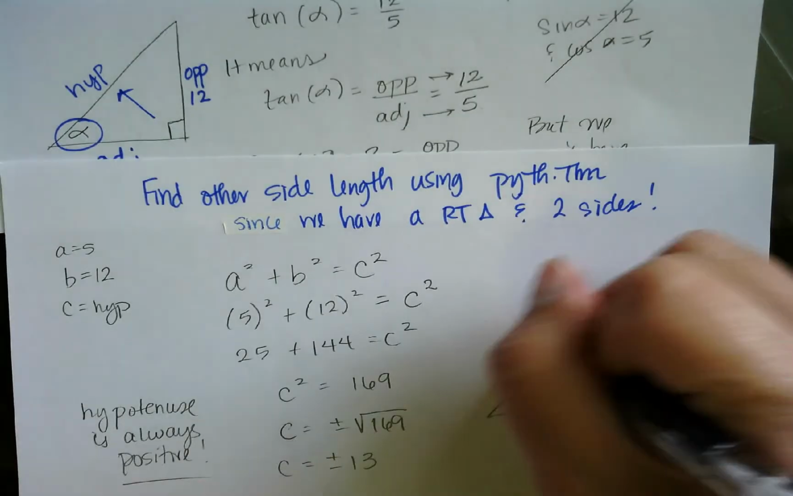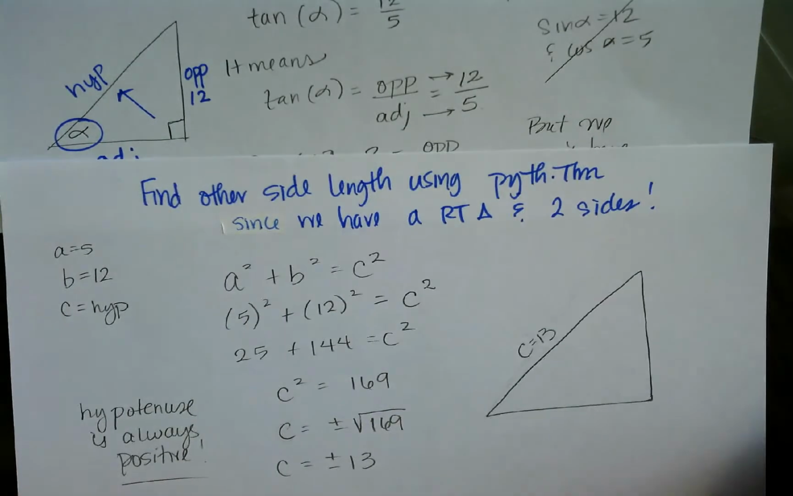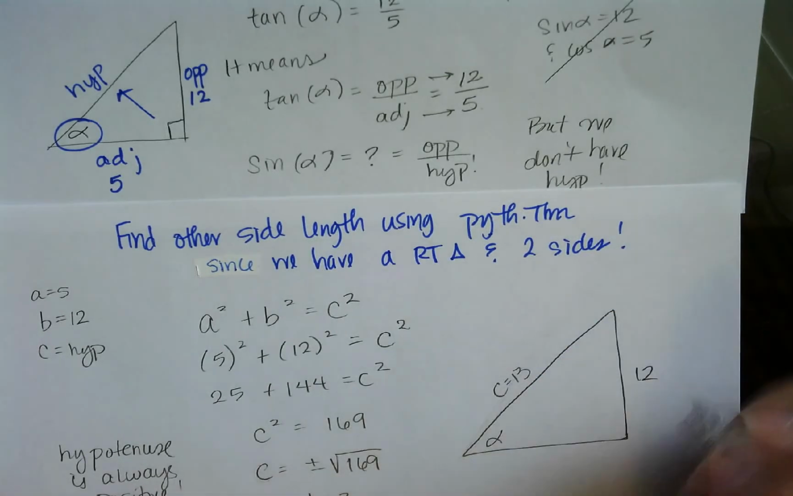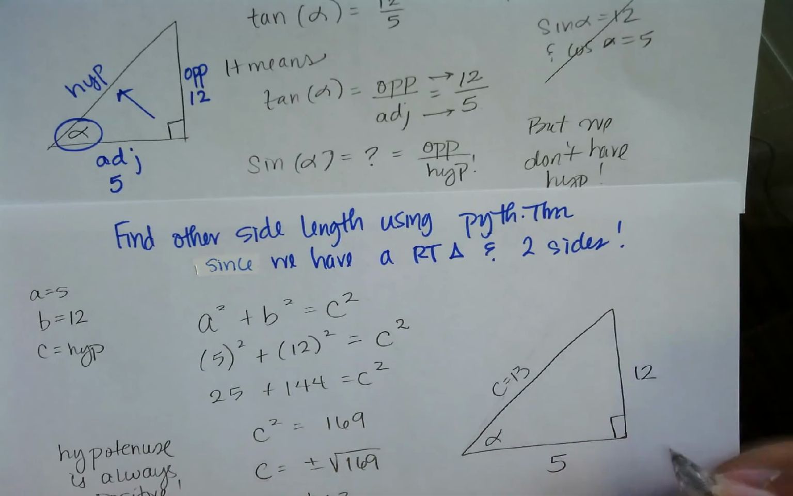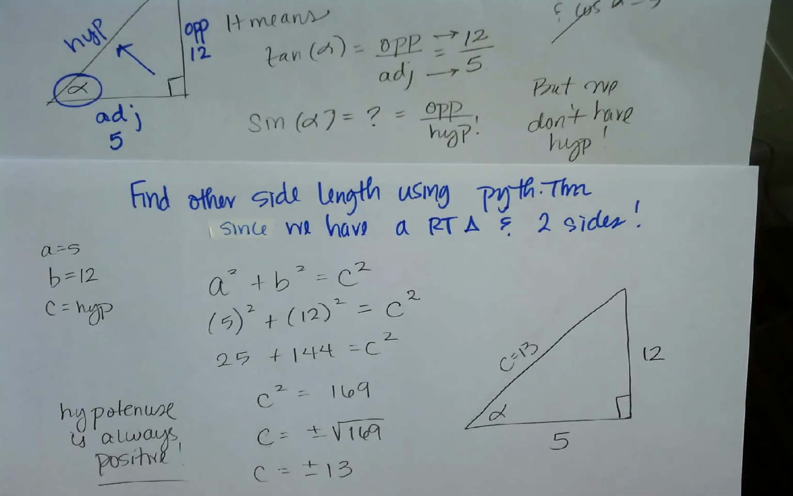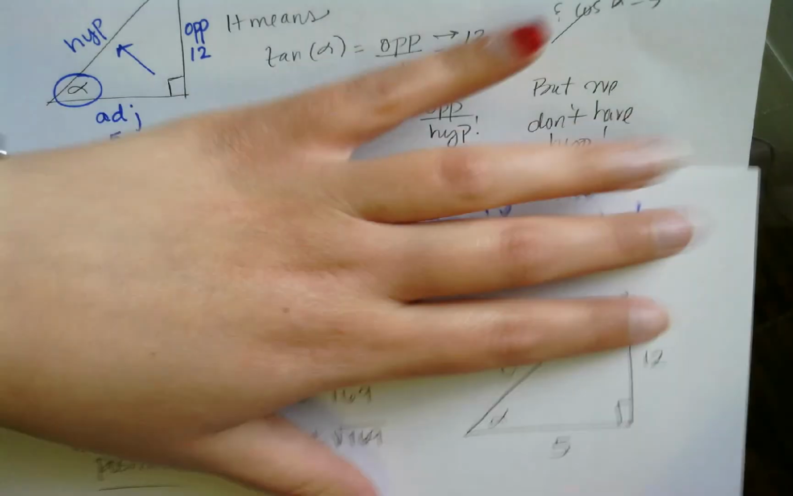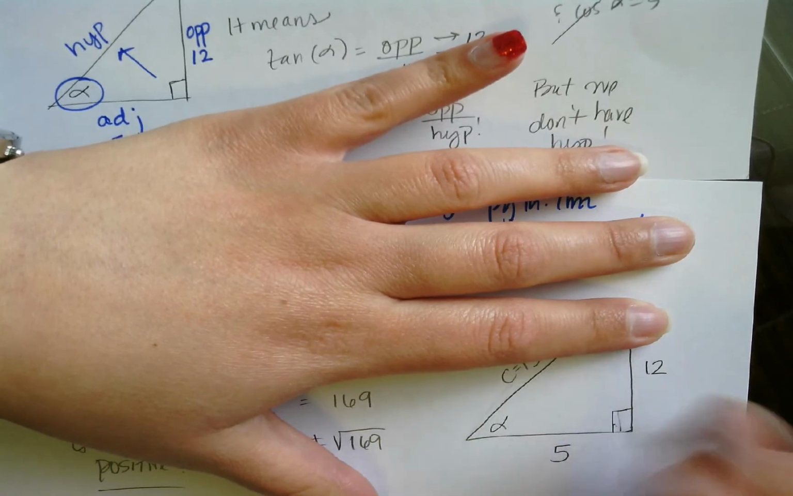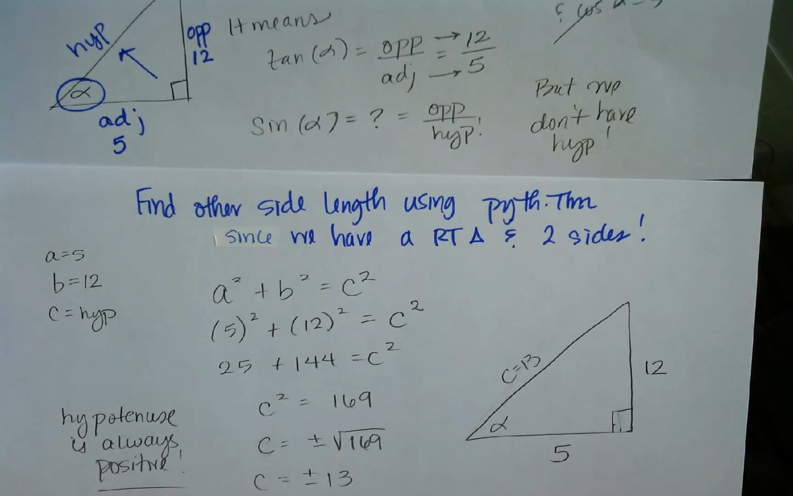Okay, so this is c equals 13. Opposite is 12, adjacent is 5. So there's my triangle now labeled. Okay, now we have it finished. So it's actually a famous triangle, 5, 12, 13. That's a famous right triangle. That's a janky little right triangle symbol. Okay. Now we can find the other trig values.